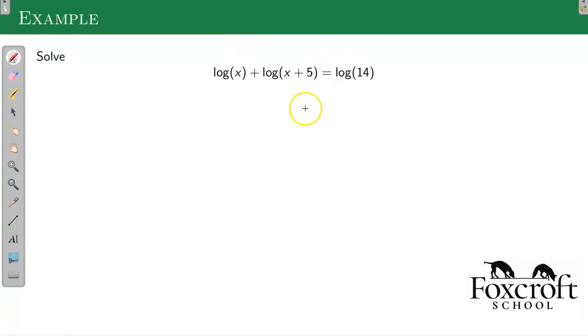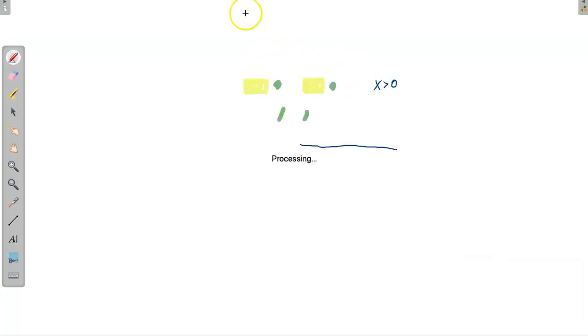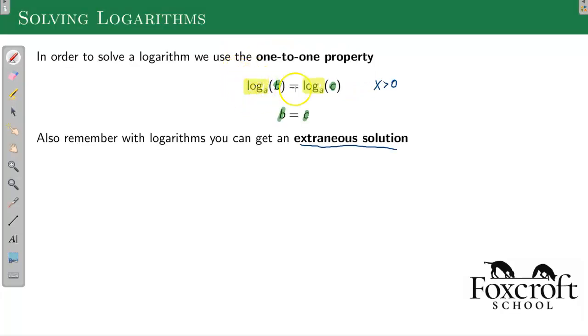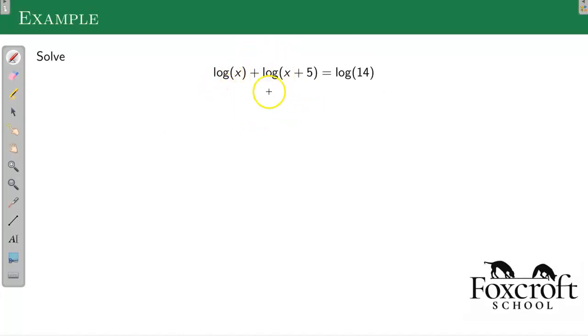Here's an example. Log of x plus log of x plus 5 equals log of 14. We have a single log on both sides? No, you can't use the one-to-one property until you have a single log with the same base. So we can't use it yet because there are these two logs, but we have our log properties, and we have a plus sign in the middle.